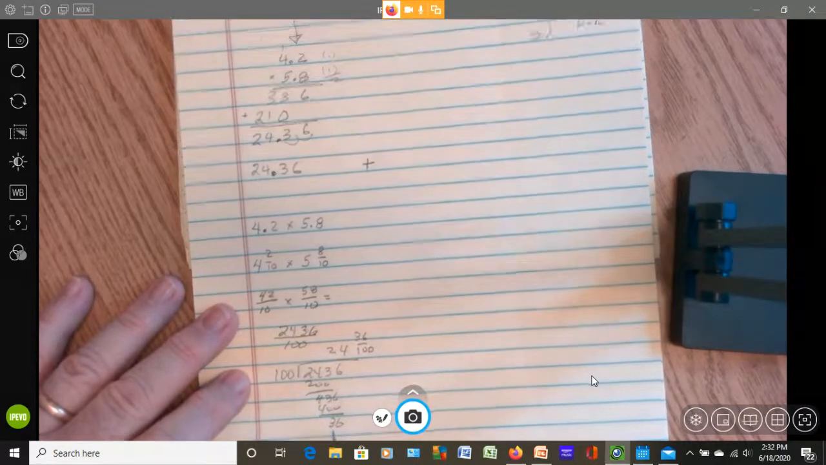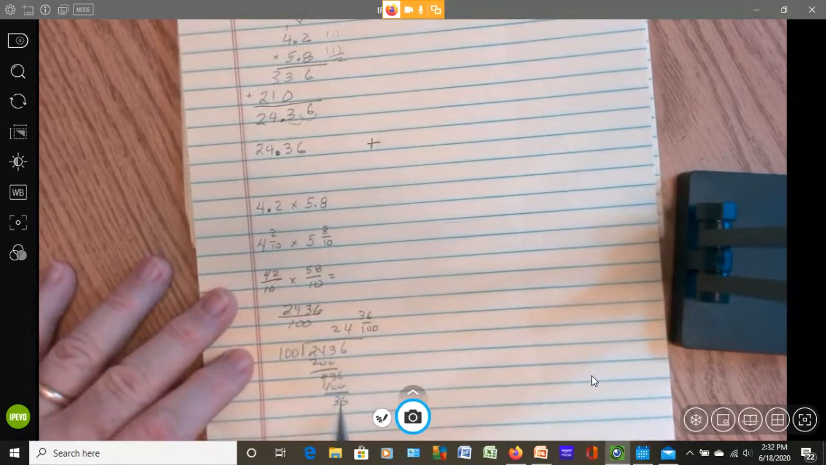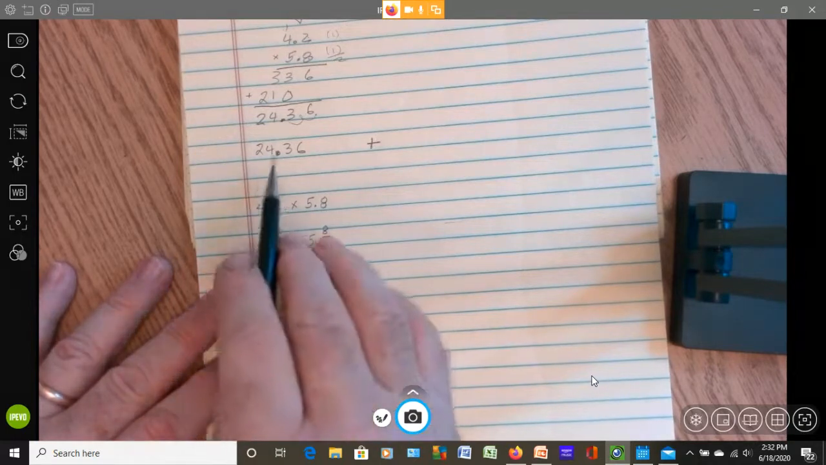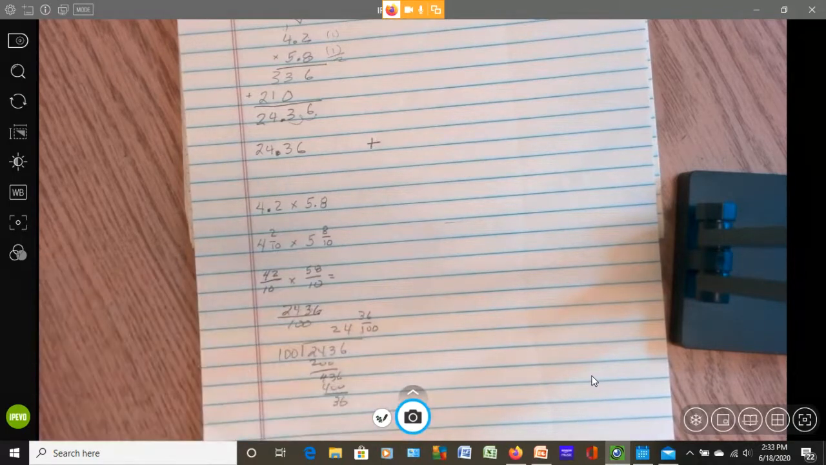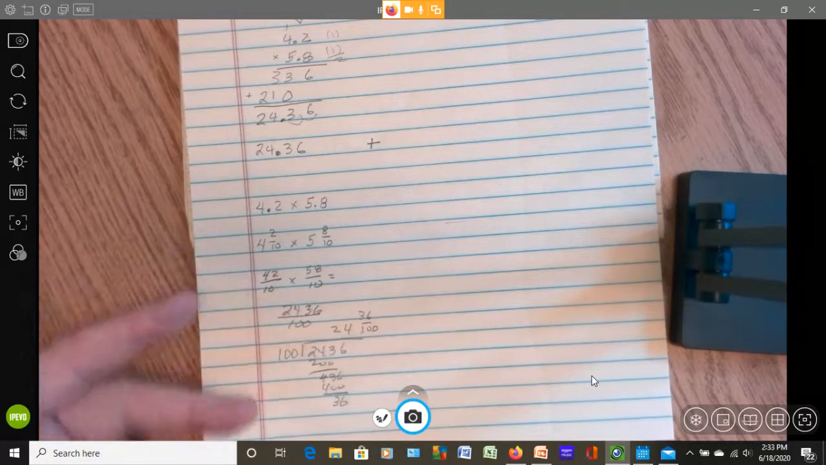Oh my gosh. 24 and 36 hundredths. 24 and 36 hundredths. Well, I'll be darned. There's the answer right there. 24 and 36 hundredths. No, I'm not expecting you to do this every time you have one of these.